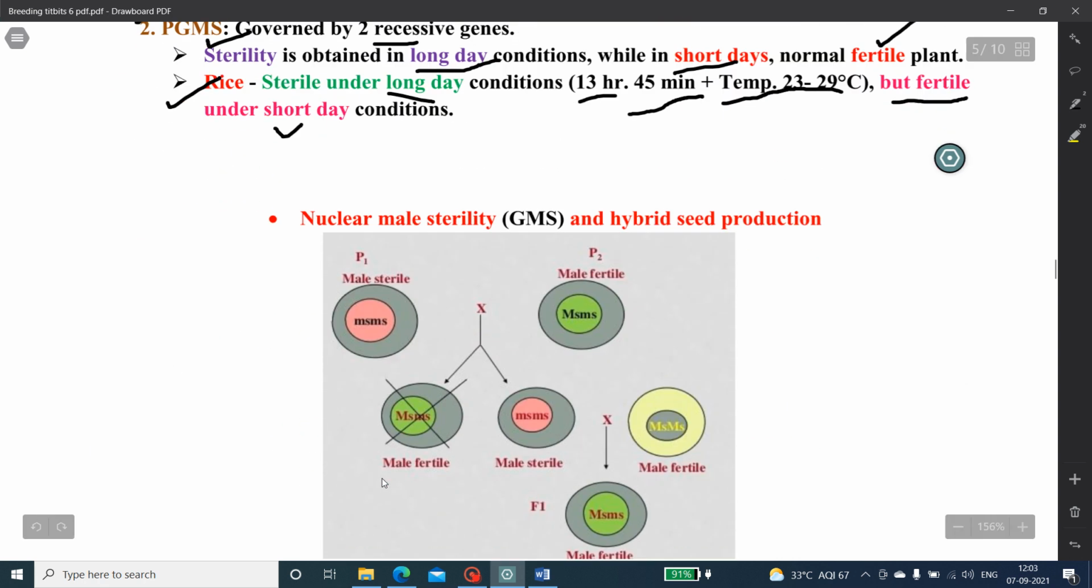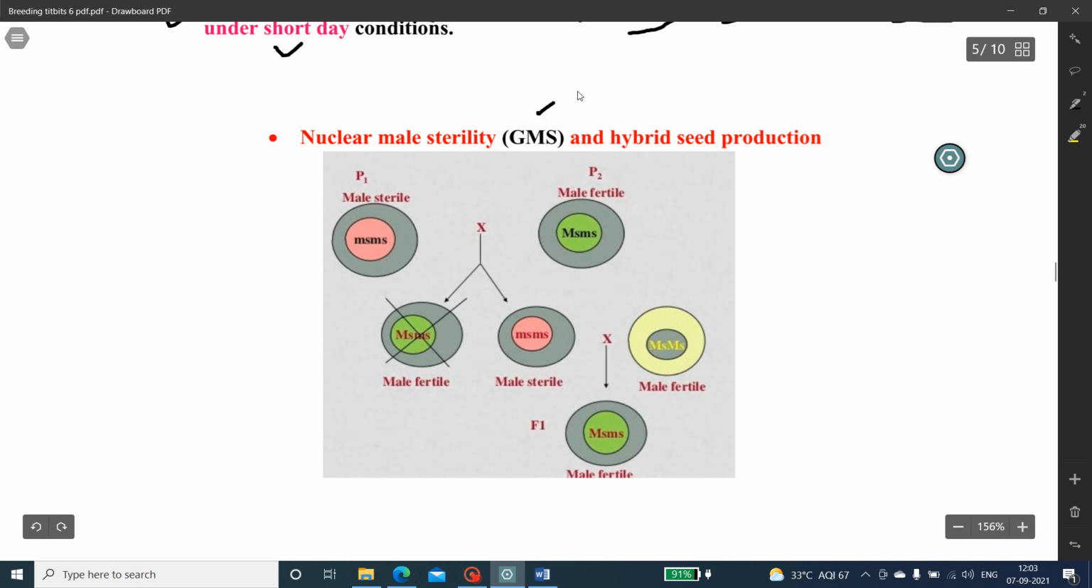By using the nuclear male sterility GMS, hybrid development takes place, or hybrid seed production is done, and this figure will show how the GMS is involved in the production of hybrids. This is mostly in cotton as well as in red gram. In cotton, the emasculation and pollination technique is followed and this type of GMS is neglected, but it is available in red gram.